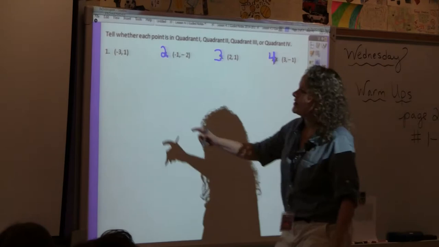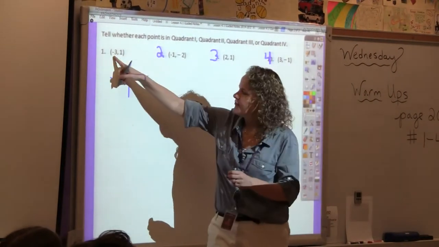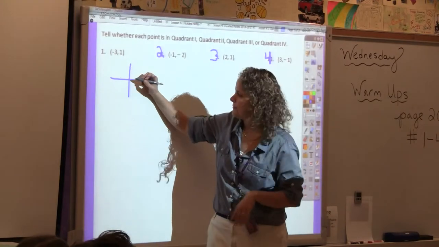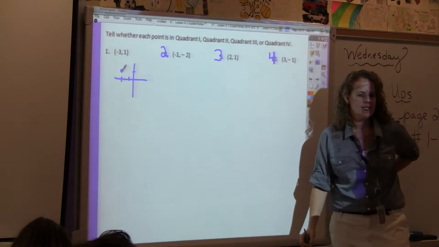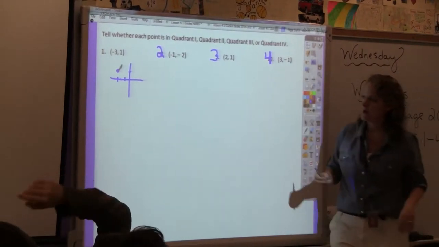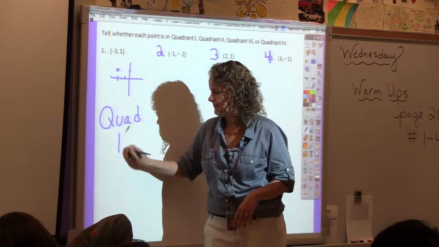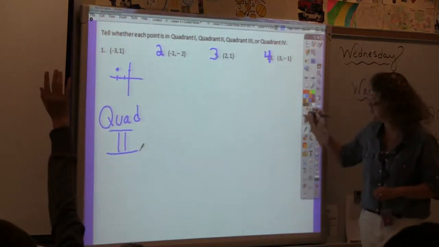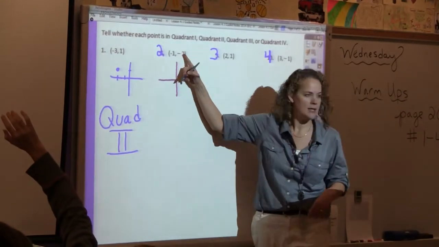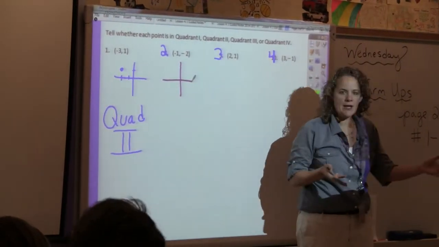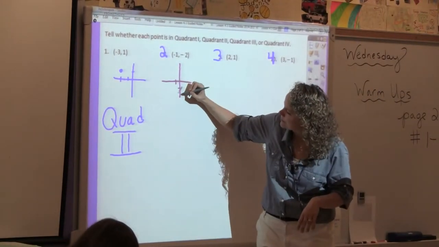Excellent. If you're going to the point (-3, 1), you can do a quick little sketch. The first number tells you to go to the left 3, and then the second coordinate tells you to go up 1. So we are clearly in the second quadrant. How about number 2? We're going to graph this point. How do I get there? (-1, -2). Which way do I go? To the left 1 and then down 2.